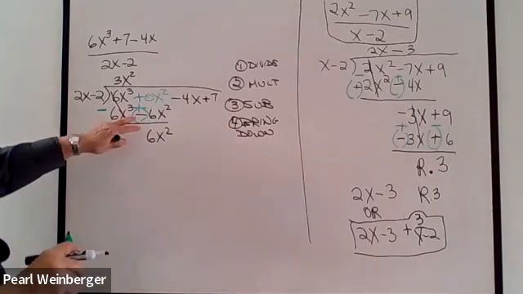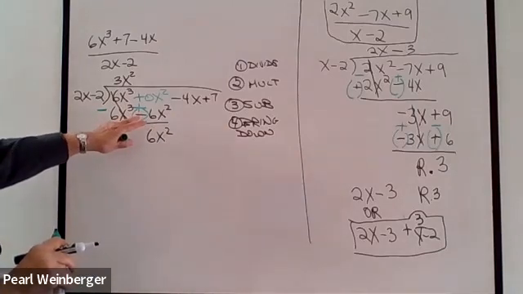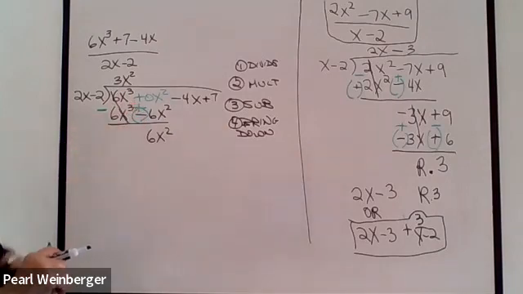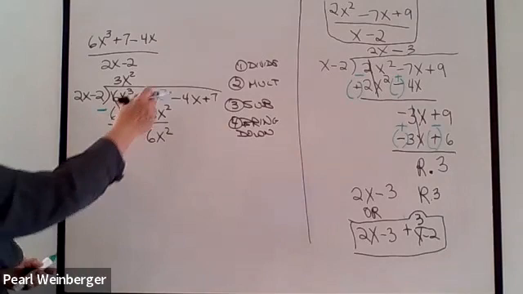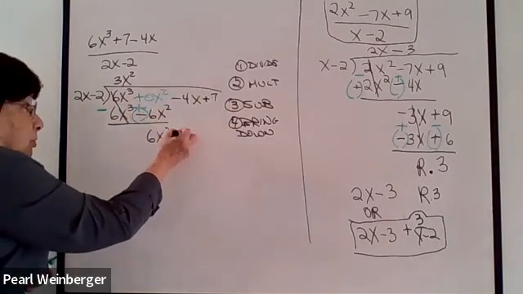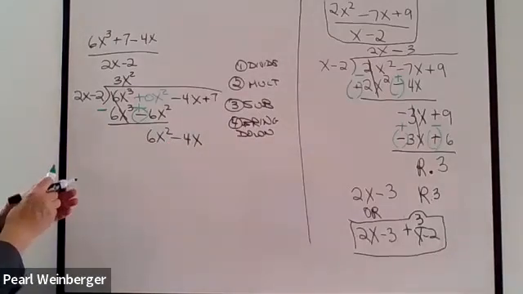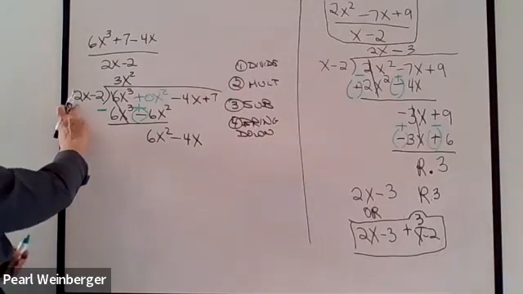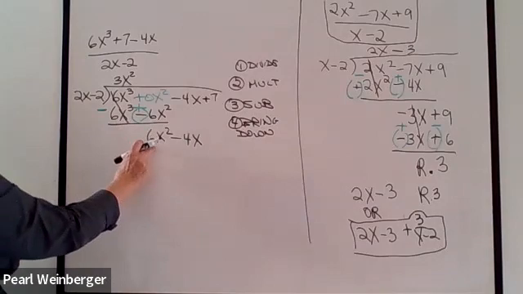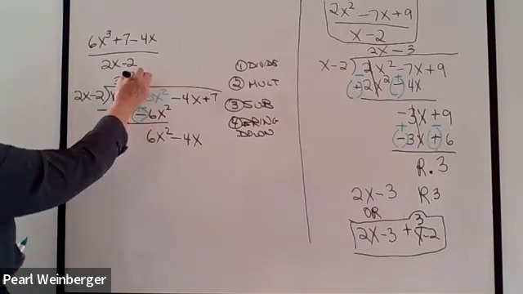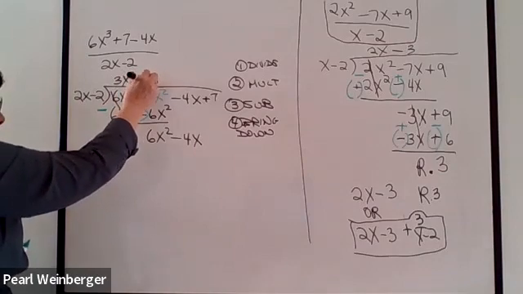Notice it's a positive 6x squared because I had changed this. So this is a minus, and a minus became a plus. After I subtract, I bring down my next term, which is negative 4x. And I start the process again by dividing the first term into the first term. 2 into 6 goes 3, and it's going to be a positive 3.